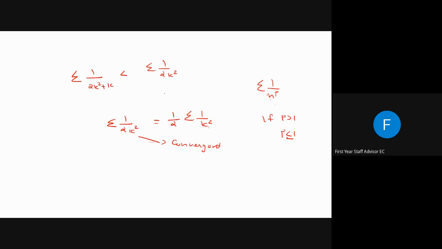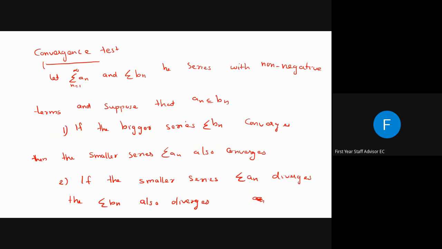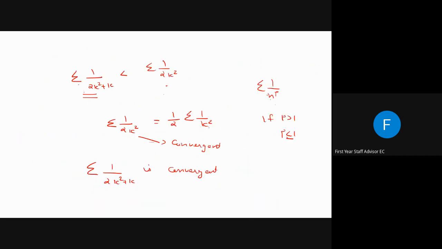The bigger series is convergent, so the smaller series is also convergent. Here the bigger series is summation 1 by 2k square, and the smaller series is summation 1 by 2k square plus k, which is convergent. Which theorem are we using? If the bigger series converges, then the smaller series also converges. Using that, first we find the bigger series and the smaller series, then we make it a p series type.